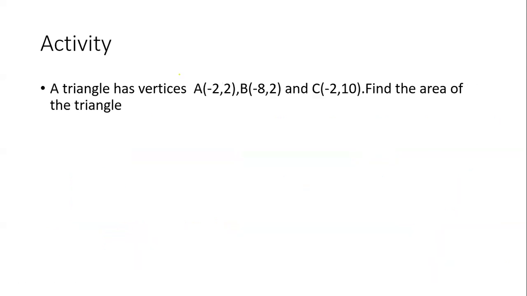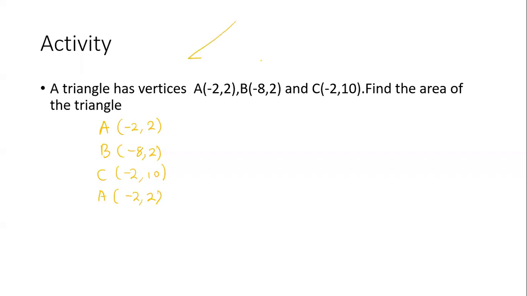Then the second activity, we have a triangle with these vertices. Still you do the same. So we shall have A, which is negative 2, 2. And then I have B, which is negative 8, 2. Then I'll have C, which is negative 2, 10. Then I come back to A, which is going to be negative 2, 2.